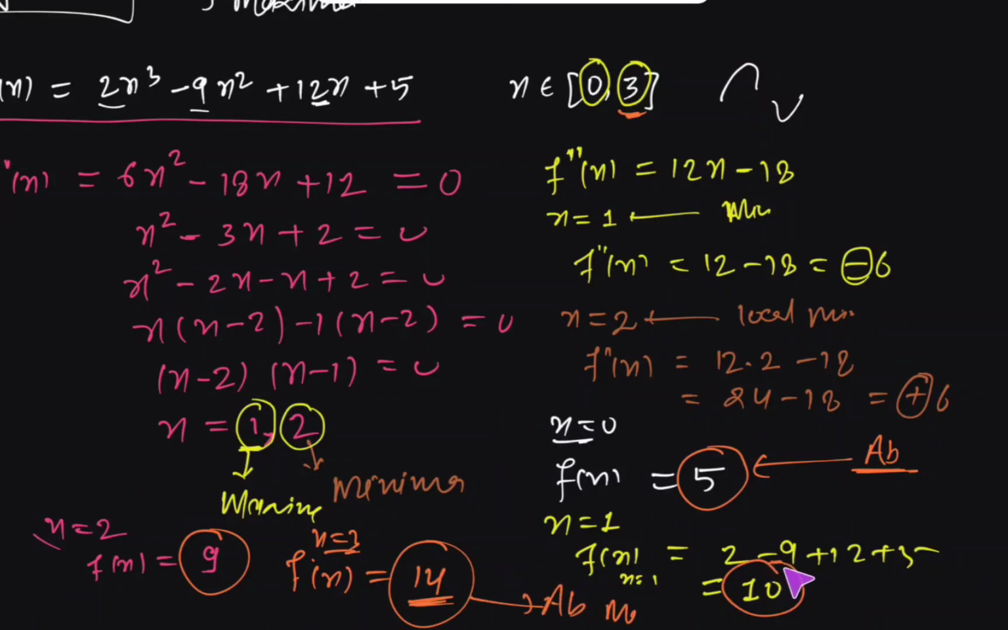This one is representing x equals 1. For x equals 1, the value is representing the maxima. So this one is representing the local maxima. Now for x equals 2, this is representing a local minima. So this will be representing a local minima. Okay, I think this is clear.